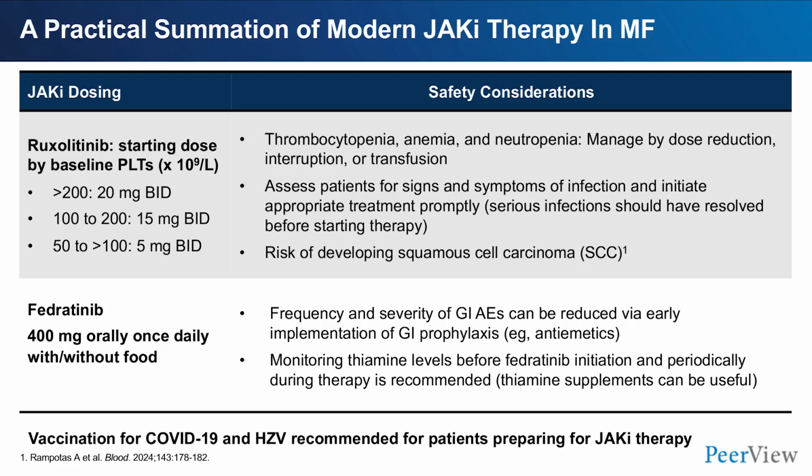Fedratinib must be used at the dose of 400 milligrams orally, once daily, with or without food. We have to consider the obvious anemia, thrombocytopenia, and neutropenia that are typical of the three JAK inhibitors. We can also have some GI toxicity, but we have to manage it with early implementation of GI toxicity prophylaxis. Doing this, we can see some GI toxicity, especially in the first or second cycle, and then no more.